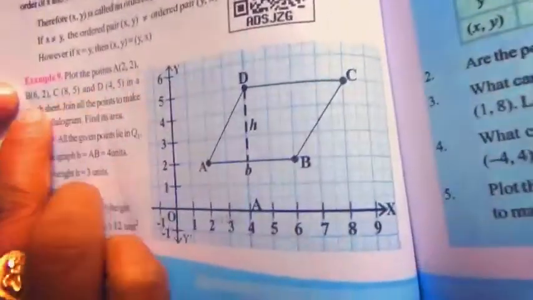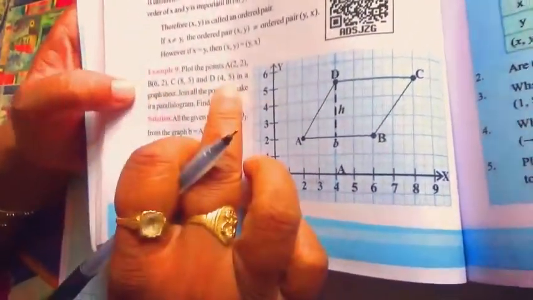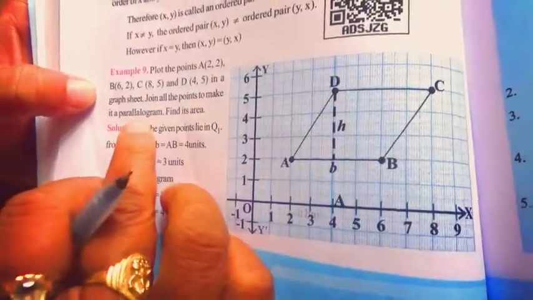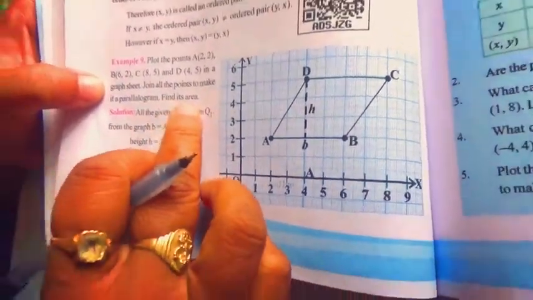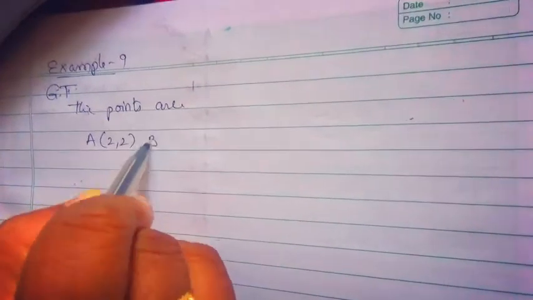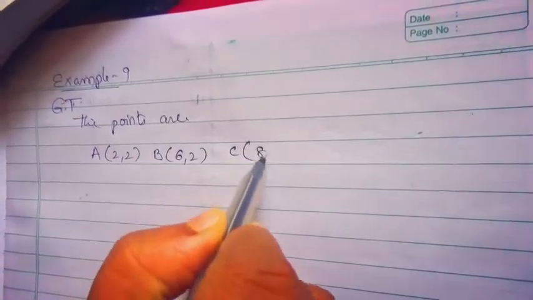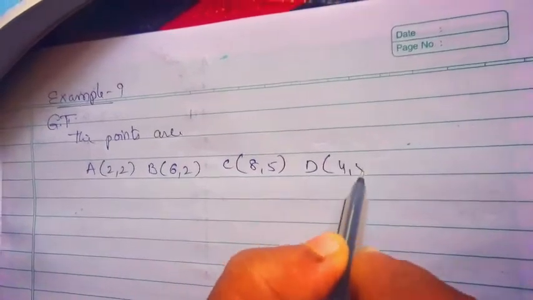Let us look at example 9. Plot the points on a graph. Four points are given in the graph sheet. Join all the points to make a parallelogram and find its area. Given that the points are A (2, 2), B (6, 2), C (8, 5), D (4, 5).